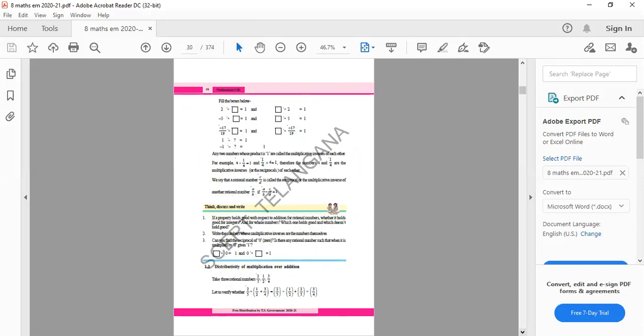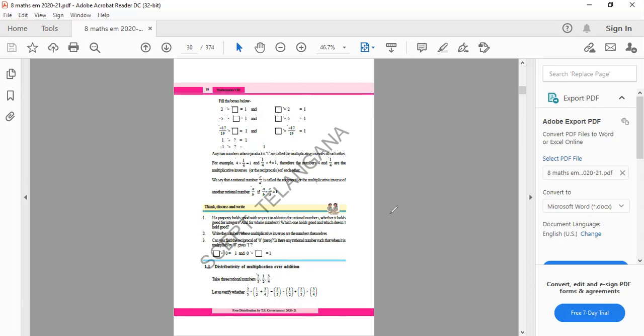Okay. Now the distributive law of multiplication. Now we are switching to the distributive property of multiplication over addition. This you can copy: the distributive property of multiplication over addition. What are the properties we have had till now? Closure, commutative, associative. Associative is done. Now we are going to distributive of multiplication over addition.